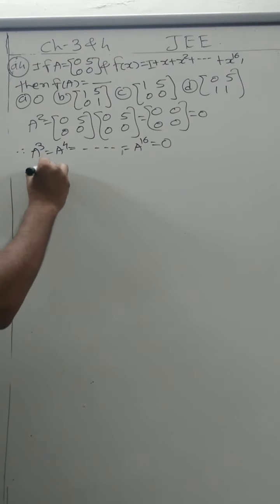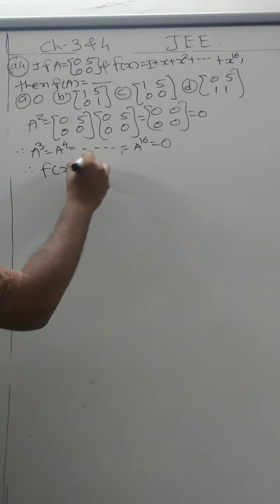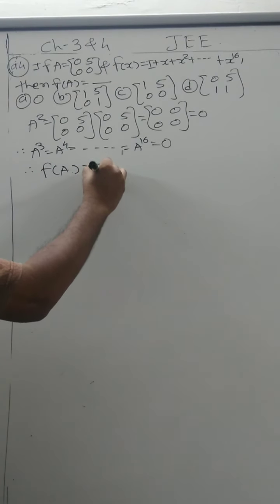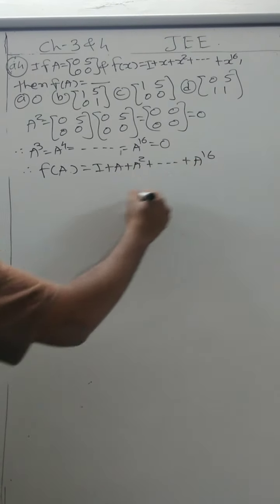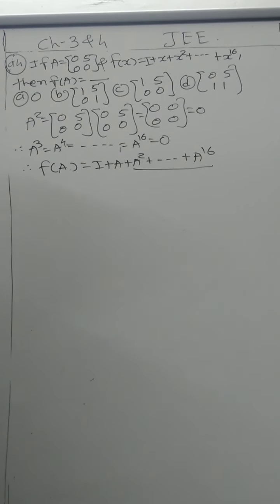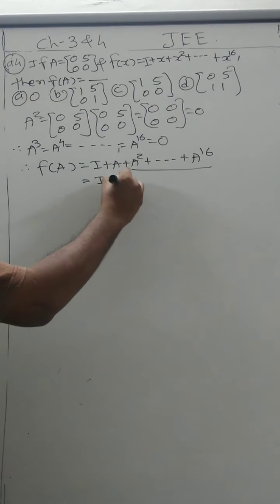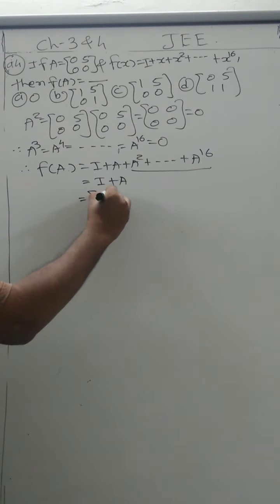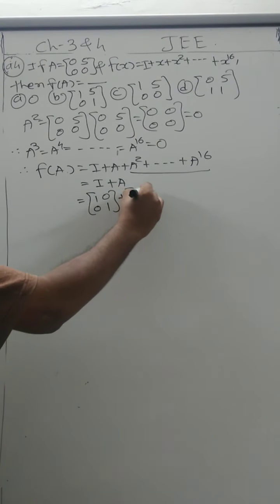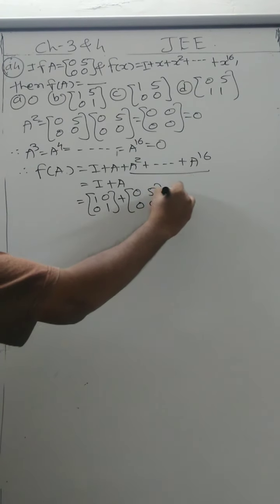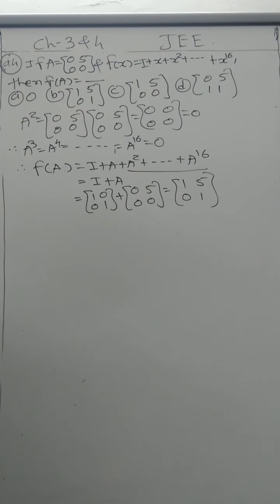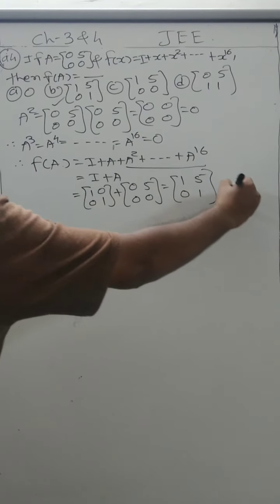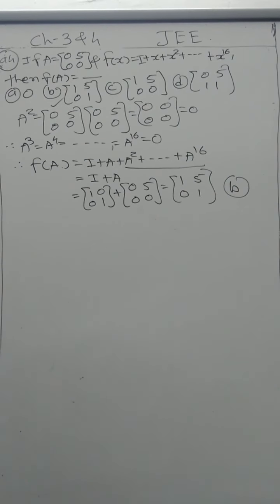So therefore f(A) is equal to what? I plus A square plus up to plus A raised to 16. But here from A2 to A16 all are 0. So we have only two terms left, which are I and A. [1, 0; 0, 1] plus A, which is [0, 5; 0, 0]. So it is [1, 5; 0, 1]. This is our answer, [1, 5; 0, 1]. B is the answer. So this way we obtain our answer. Now we go for the next one.